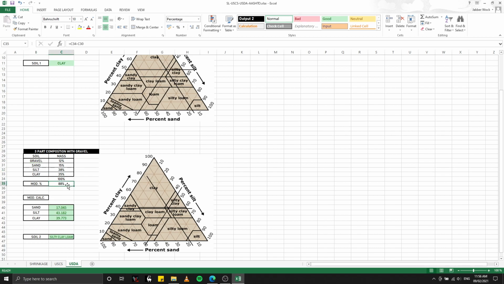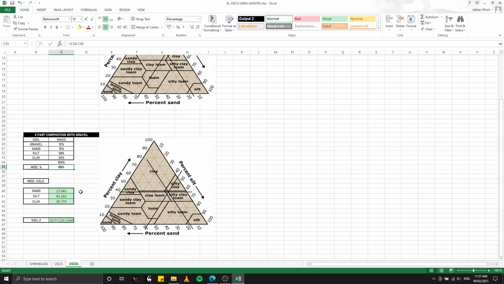So, ang gagawin lang natin is to subtract 100% and ang percentage ng gravel which is 12%. So, itong 88% na ito ang gagawin nating baseline in order to identify the actual percentage or the modified percentage of the sand, the silt, and the clay. So, paano natin makukuha yan? Ang gagawin lang natin is to use this formula. To get the modified percentage of each part, what we need to do is to take the old percentage, divide it by the modified total percentage, then multiply it by 100%.